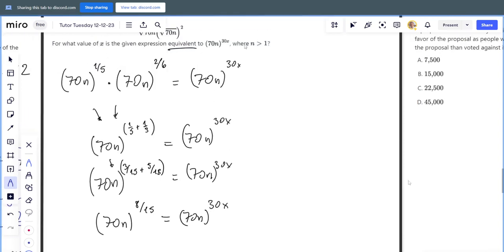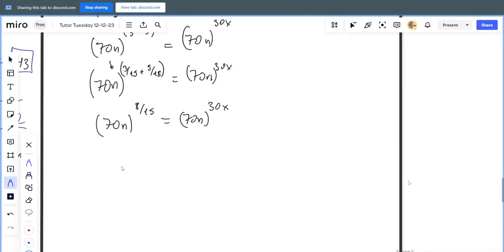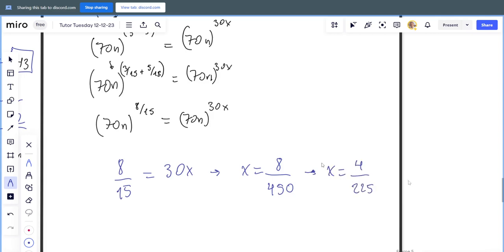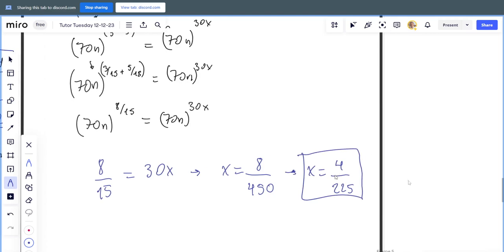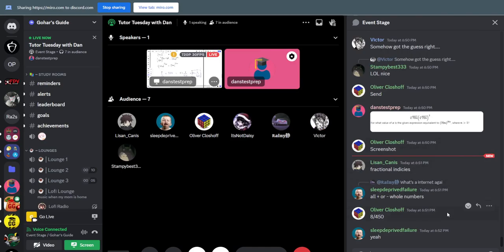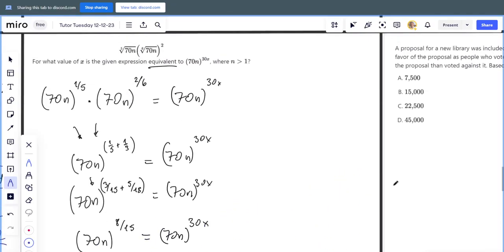Of course, we just want to find the value of x, right? So we can just focus on the 8/15 in the exponent and the 30x in the exponent because we have the same base. If we divide by 30, we get x is equal to 8 over 450, which is even simplifiable to x is equal to 4 over 225. And that's probably what I would grid in. You can convert it to a decimal if you want, but it's easiest to keep it like this. Nice.